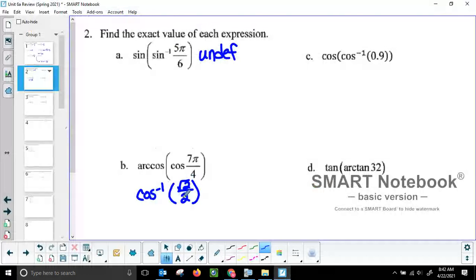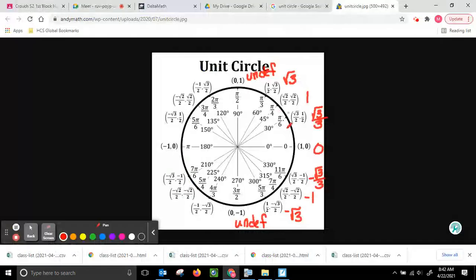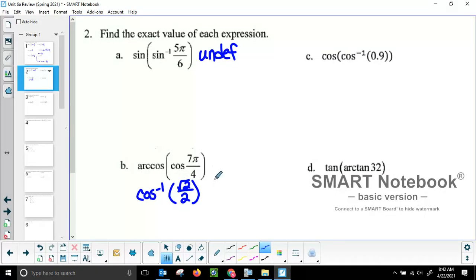Well, now this looks like a problem like we just did in that last little section. Inverse cosine deals with the top half of the unit circle. So I'm going to look at the top half of the unit circle and say, where is my cosine square root of 2 over 2? Of course, cosine is my x coordinate. So that occurs right here at pi over 4. So the answer to this is pi over 4.